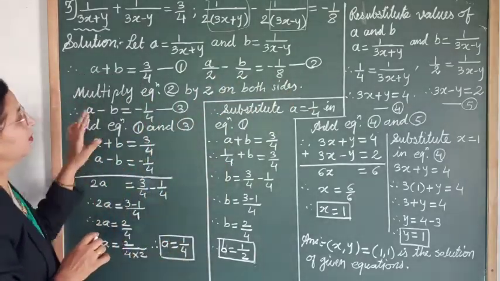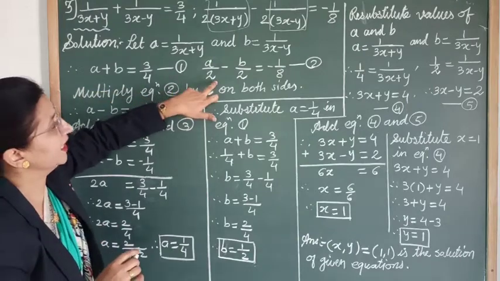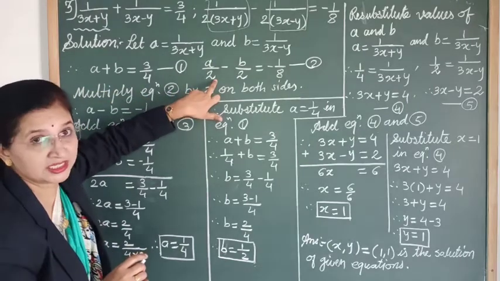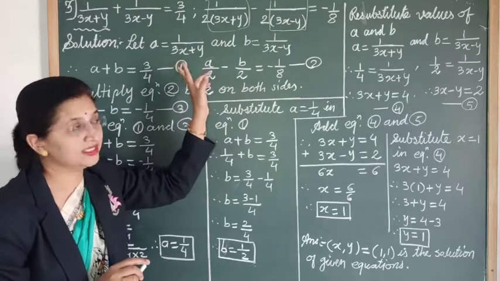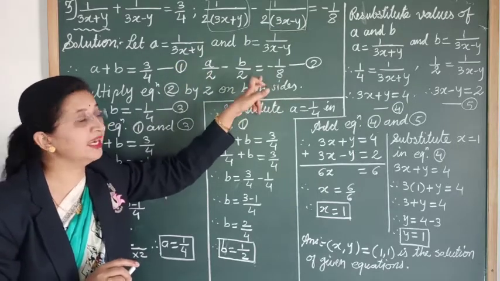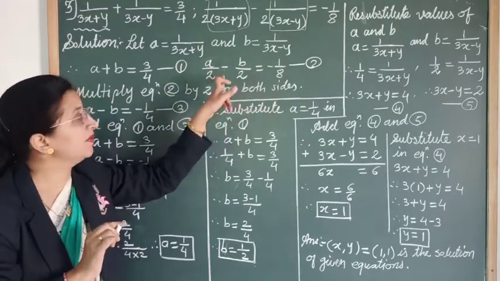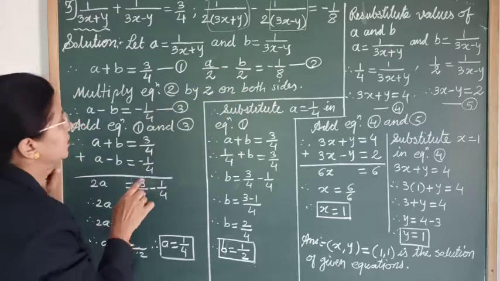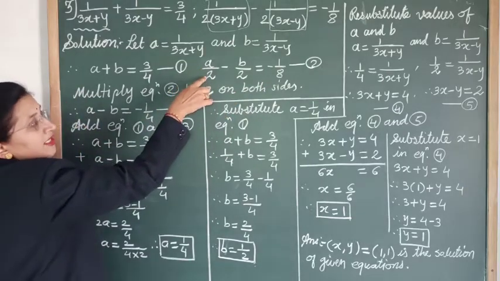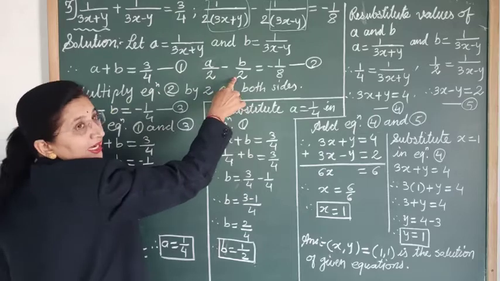Now here these both equations are there. Now in the second equation you can see here denominator 2 is there. So let's multiply each term of this second equation by 2. Okay, so as we multiply by 2, this 2 will get cancelled, this 2 also will get cancelled.